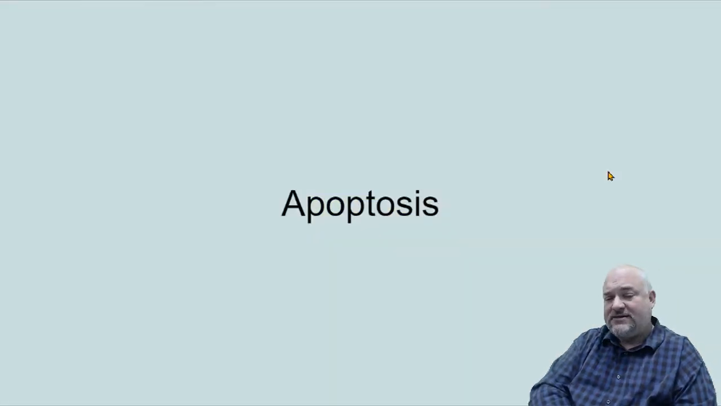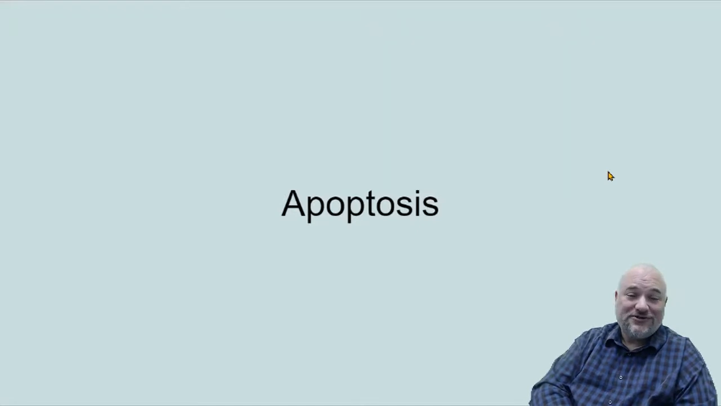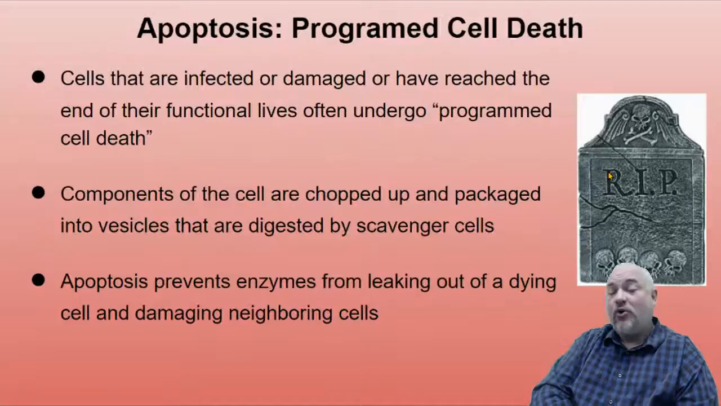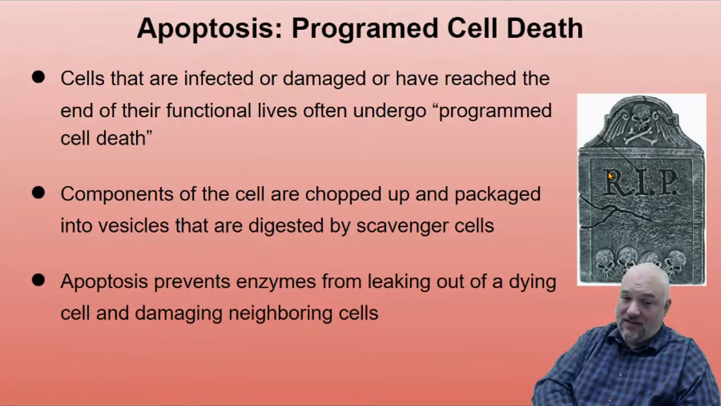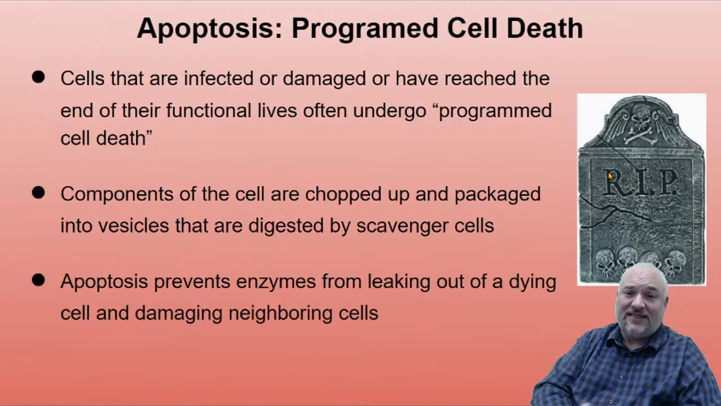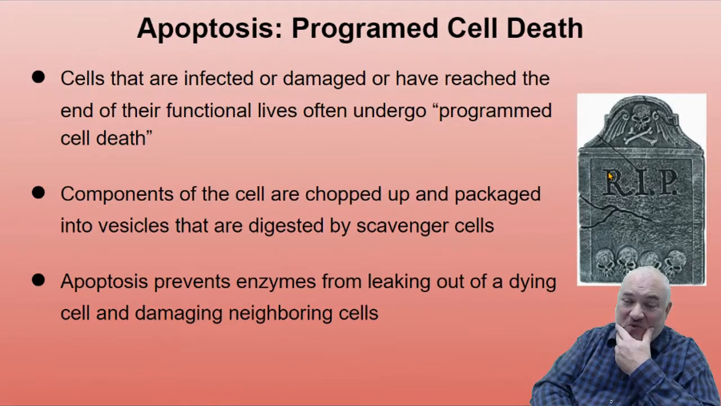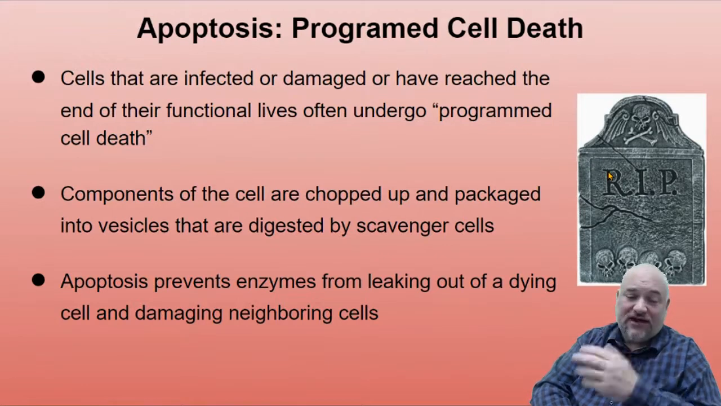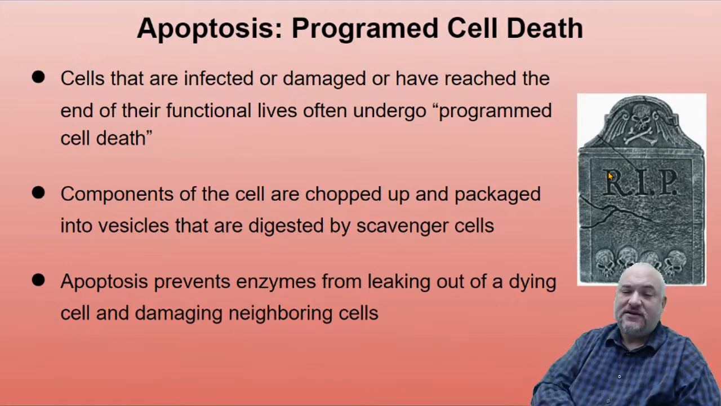Last thing I want to talk about here, guys, is apoptosis, which is a fun-sounding word for programmed cell death. Cells that are infected or damaged or have reached the end of their functional lives undergo programmed cell death. You don't want the cell just hanging around and messing things up and using energy when it's not doing any good. So the components of the cell are chopped up and packaged into vesicles that are digested by scavenger cells.